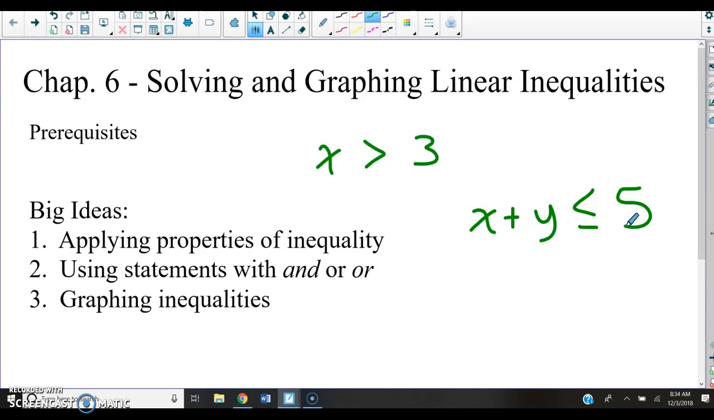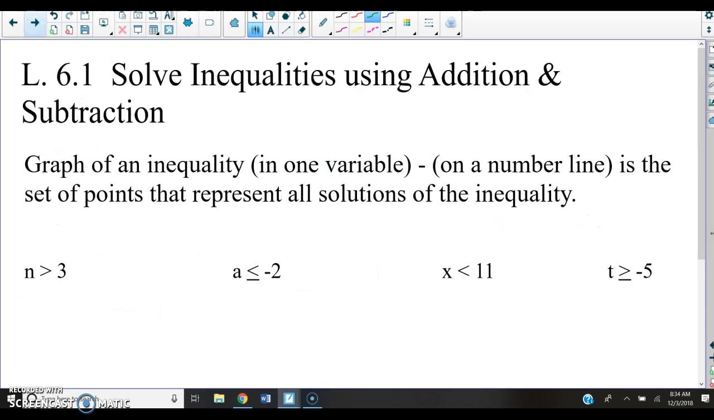Okay, our big ideas. Oh, you can take a look at the prerequisites. But the big ideas are applying the properties of inequalities, using statements with and or the word or, and then of course graphing them. This first lesson is going to be a lot of review. We're going to solve inequalities using only addition and subtraction on this first lesson. It'll be quick.